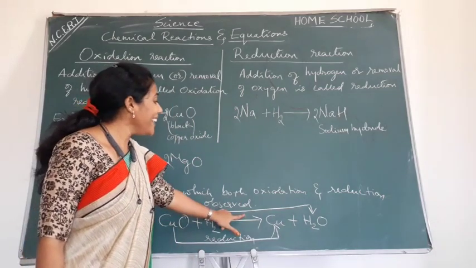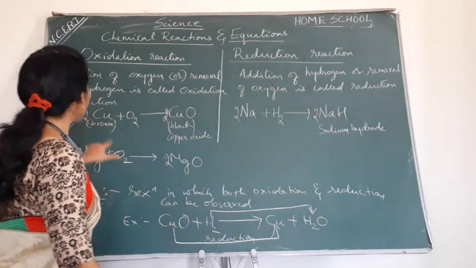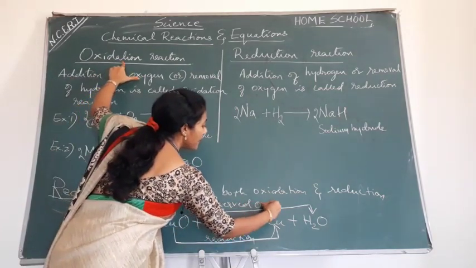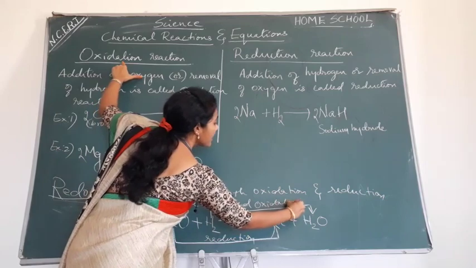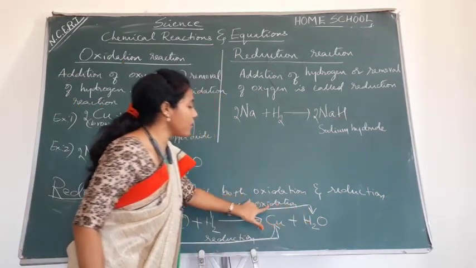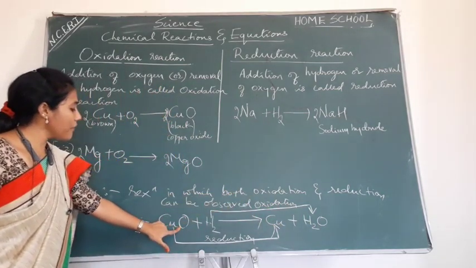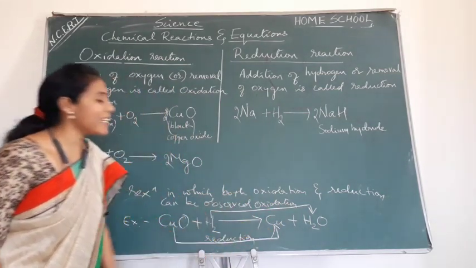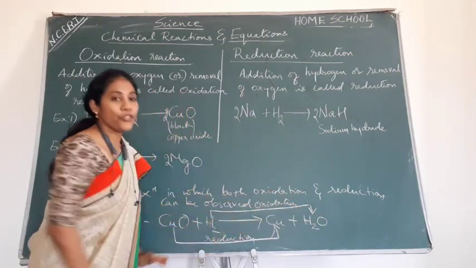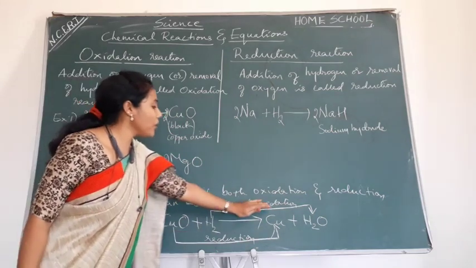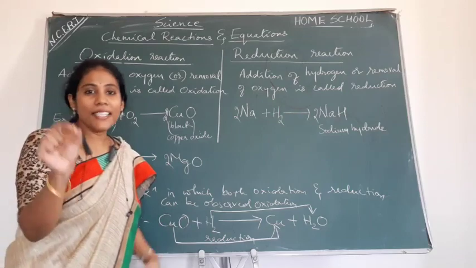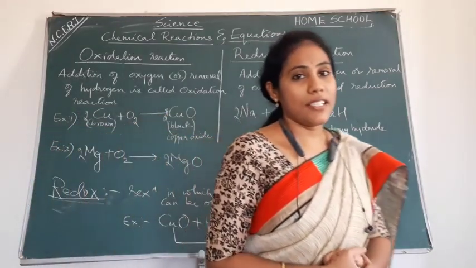So addition of oxygen is called what? Oxidation. Yes or no? So this particular conversion is oxidation. Conversion of H2 to H2O is oxidation. Conversion of CuO to Cu is reduction. 1 reaction, 2 processes you have observed. You have observed oxidation also, you have observed reduction also. Such a reaction we will call a redox reaction.